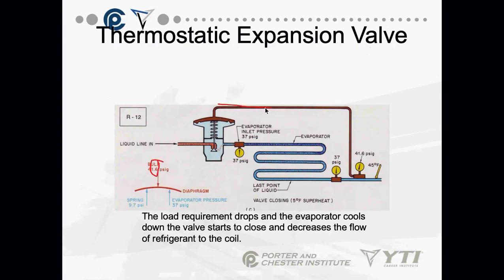So again, now the bulb has cooled. Whatever fluid or gas that's in here has now less pressure. So the diaphragm in here that controls this whole thing is pushed up because of the spring pressure and the evaporator pressure. We close this little valve that's in the center here, and we start blocking the flow of refrigerant.